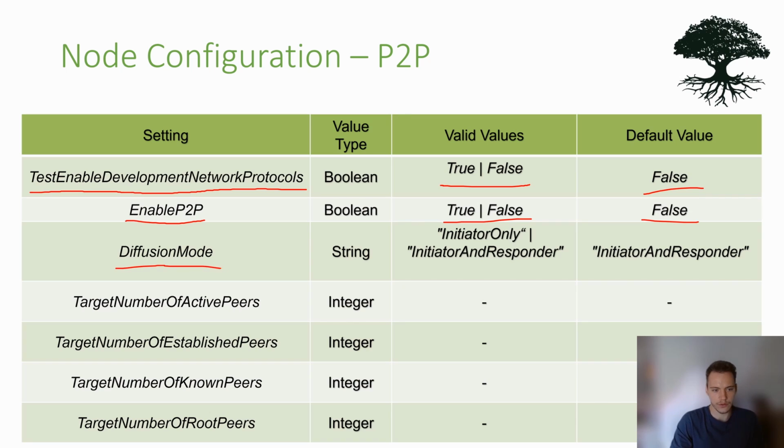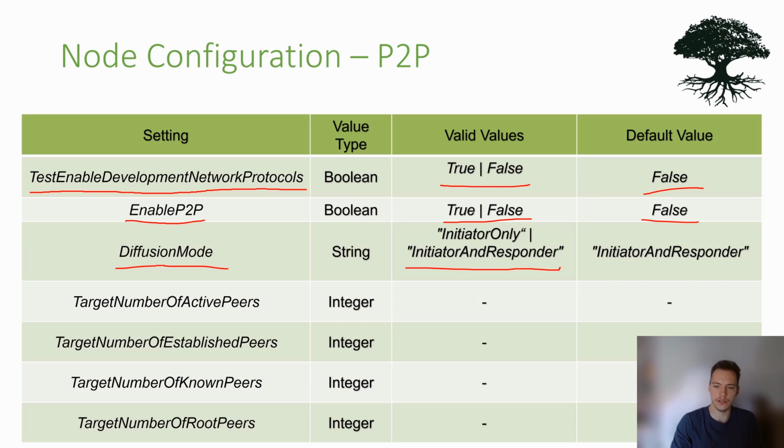Then we have the diffusion mode. So this is a string value that has two valid values, initiator only and initiator and responder. So this setting defines how our peer-to-peer node is going to work. Specifically in the initiator only mode, it's only going to request outbound connections and it's not going to accept any incoming connections from other nodes.